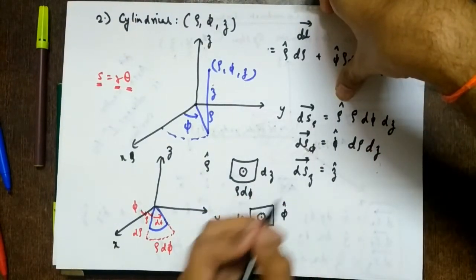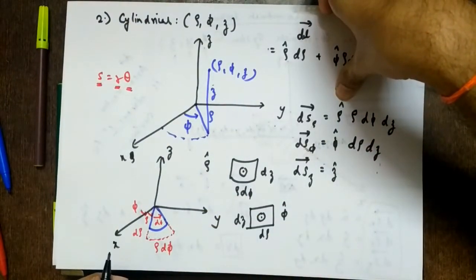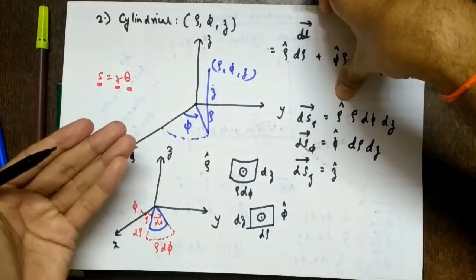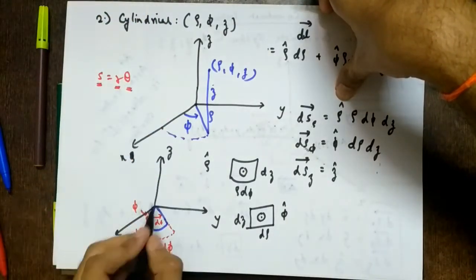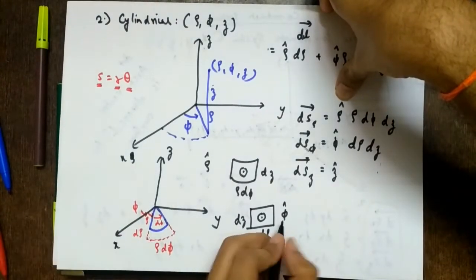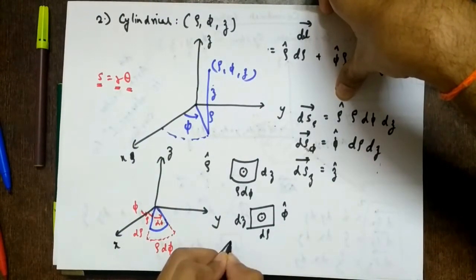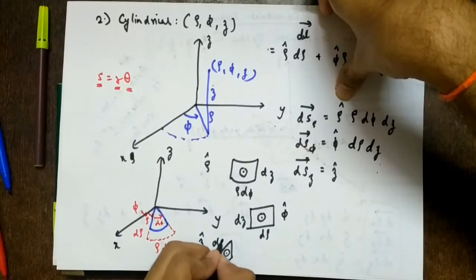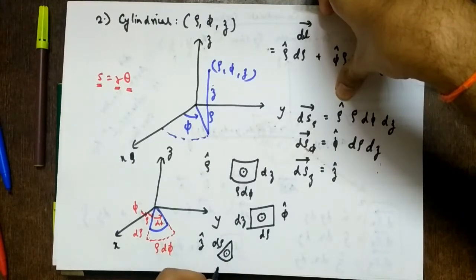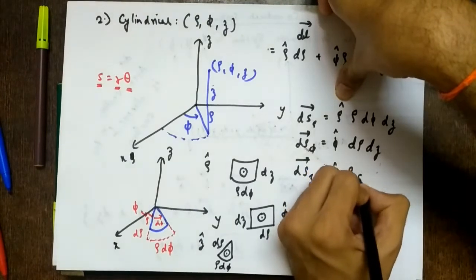For ds vector z cap, where is z cap? Okay, I have not drawn z cap. So z cap is the upward direction, right? So for this I can draw the cone here. This is z cap. So what is this? d rho. What is this? Rho d phi. So rho d rho d phi.